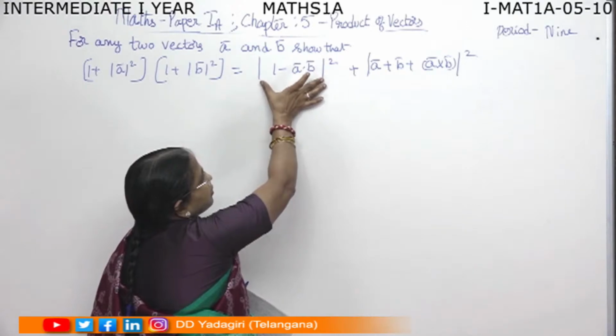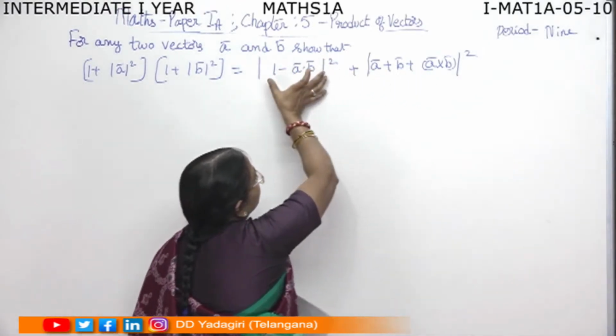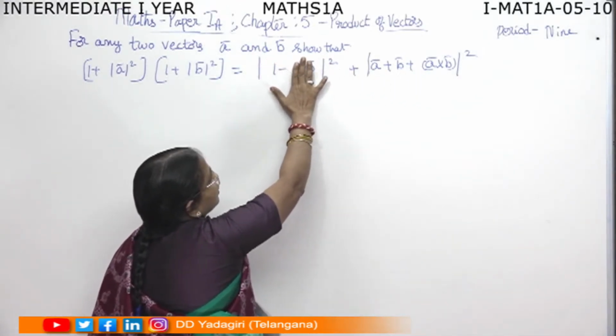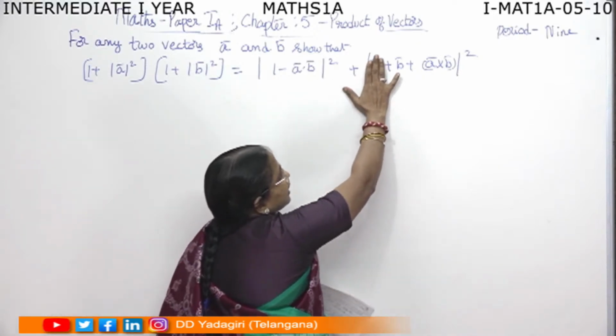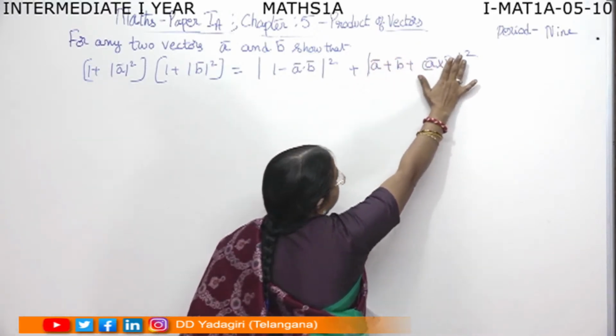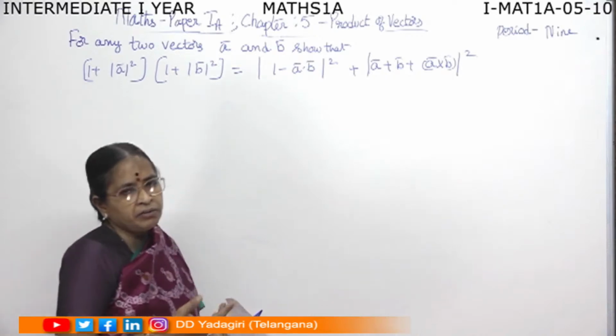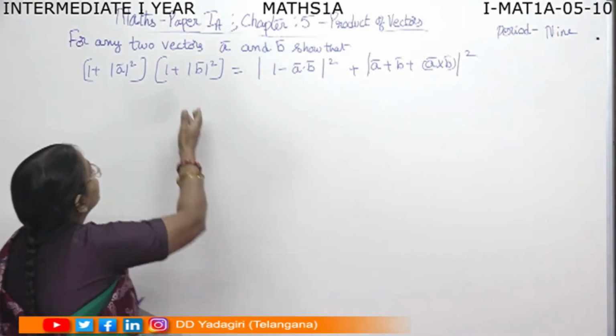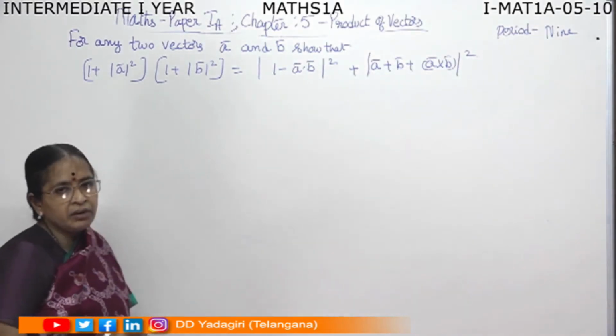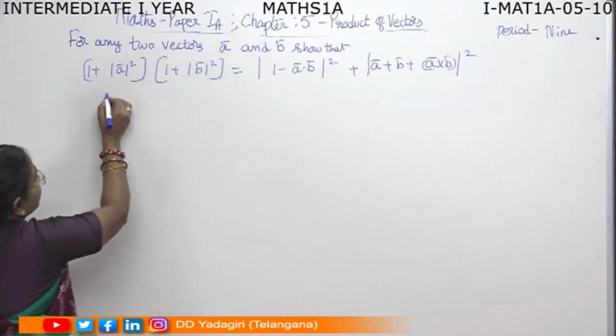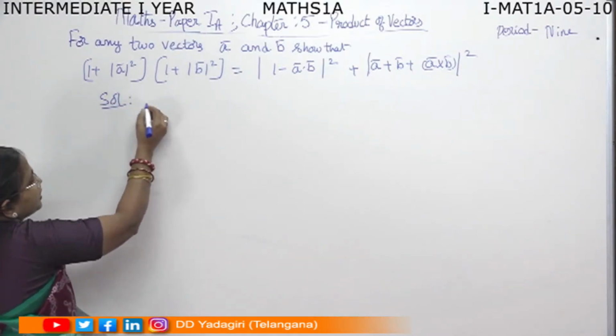See, you know the concept of mod square, isn't it? So you write, this is like A minus B whole square. This is like A plus B plus C whole square. Just expand, you know the formula, simplify, you will get the left hand side. So here we'll take the right hand side. See how simple it is.